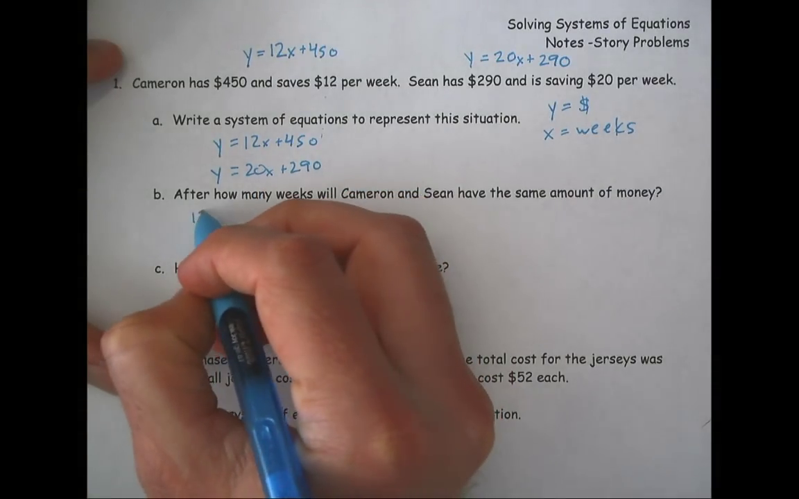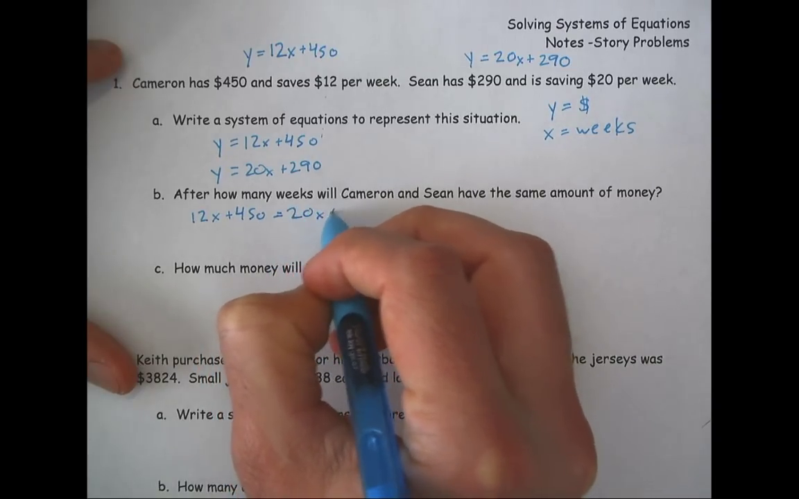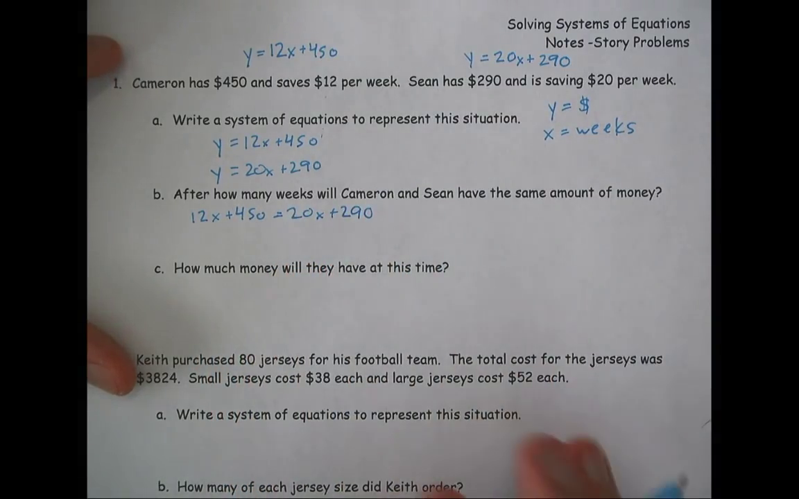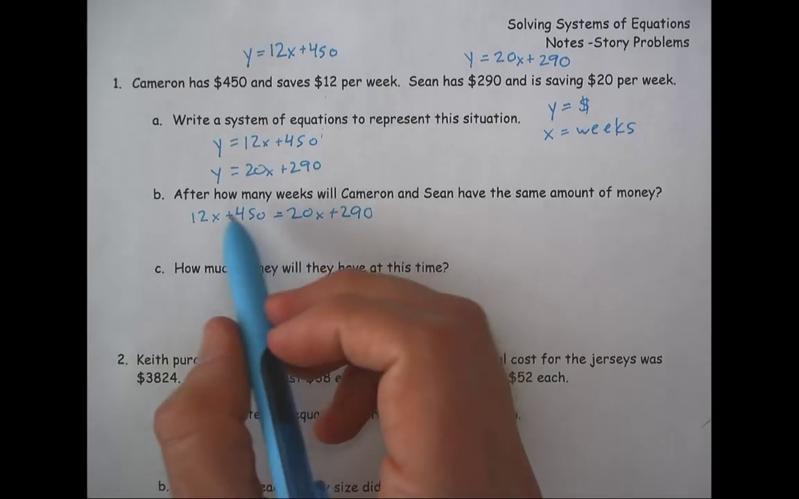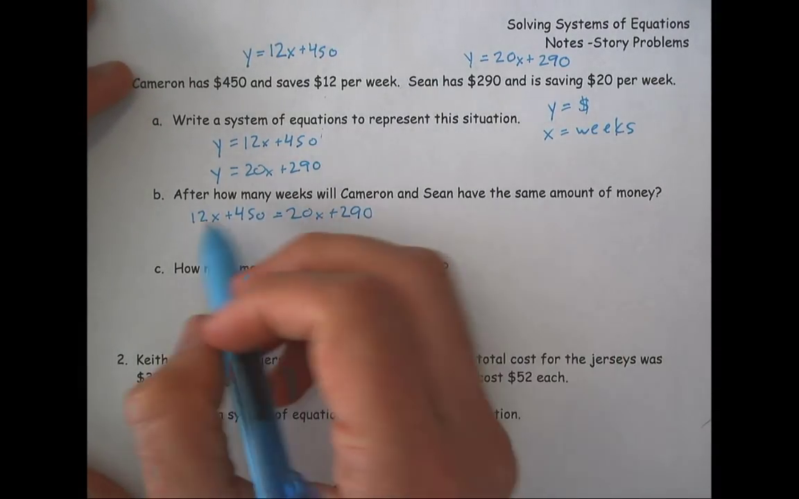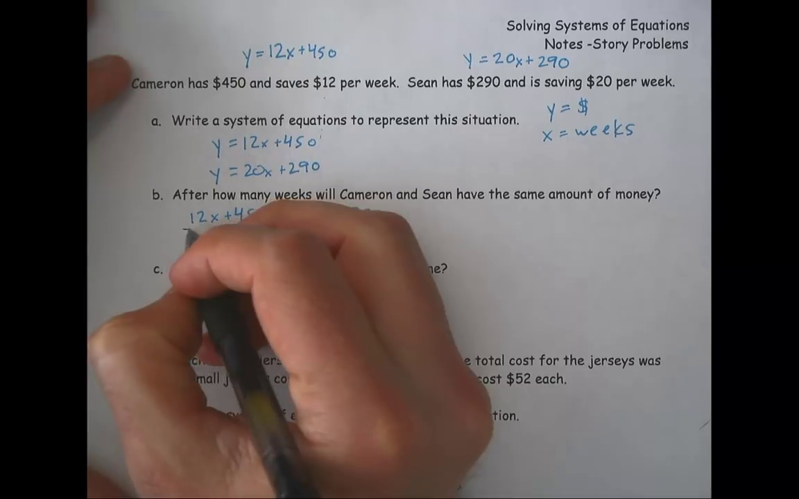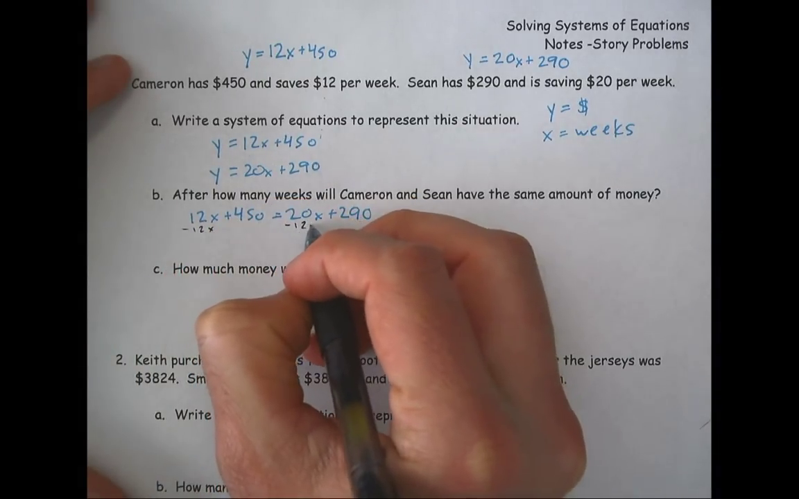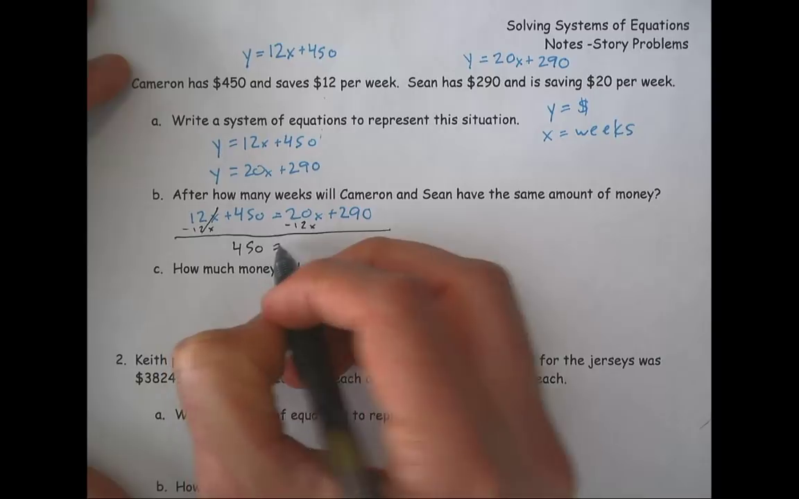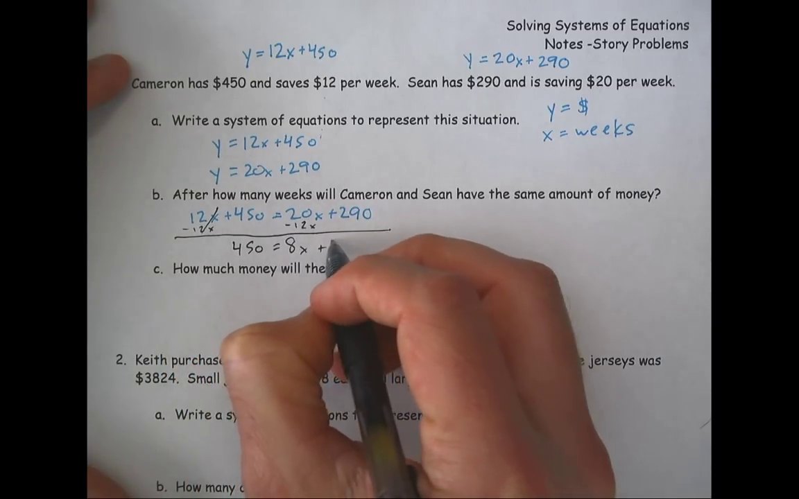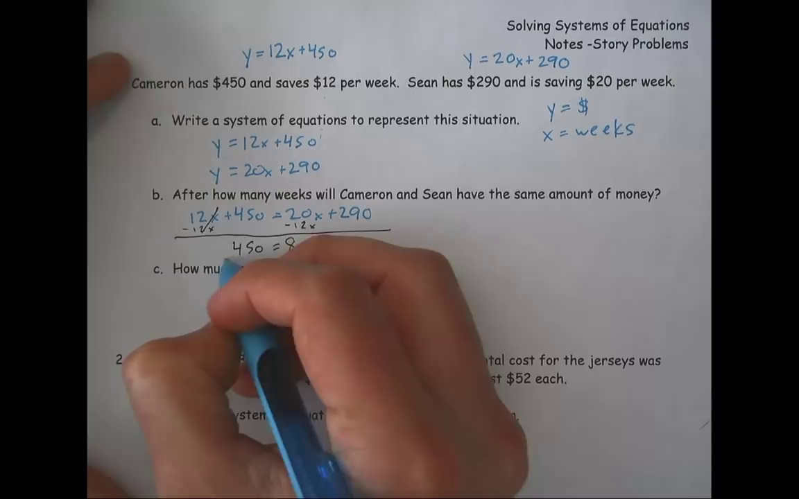Okay, so what we're going to do is write 12x plus 450 equals 20x plus 290. So we want to know, when do the weeks equal the weeks? We want to find out what x is. You've got x's on both sides, and you want to solve this equation. We're going to eliminate the smaller of the two, so I'm going to subtract 12x on both sides. We don't have a lot of space here, so we'll make it work. So 450 equals 8x plus 290. And then at that point, I'm going to subtract the 290 on both sides.